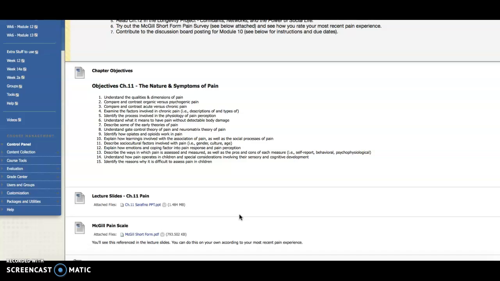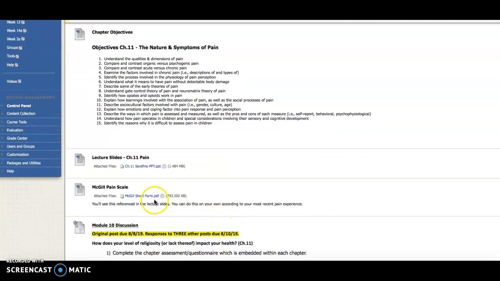Then we'll take a little bit of time and look at how pain is measured. I've actually included a scale down here for you. It's the McGill Pain Scale. You don't have to do anything with this. You're not asked to turn it in, but I wanted to provide it because it's one of the most widely used scales for self-report, or an individual reporting on their pain. And many of you may have seen this before, actually.